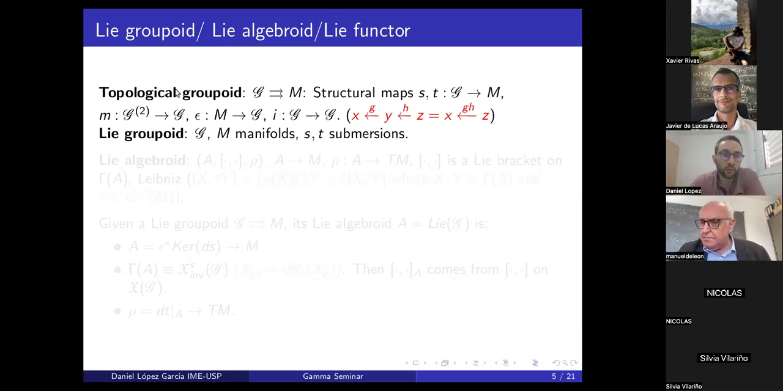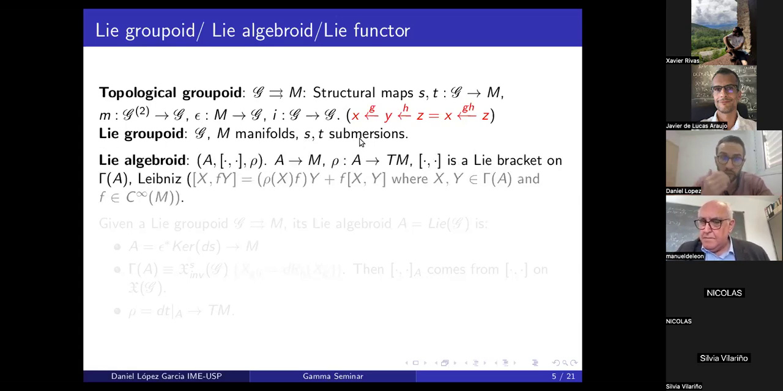Okay, this is a topological definition, but if we impose a little more geometrical conditions, we have what is a Lie groupoid. So in a Lie groupoid, G and M are smooth manifolds, all maps here are smooth, and S and T, the source and the target, are submersions.